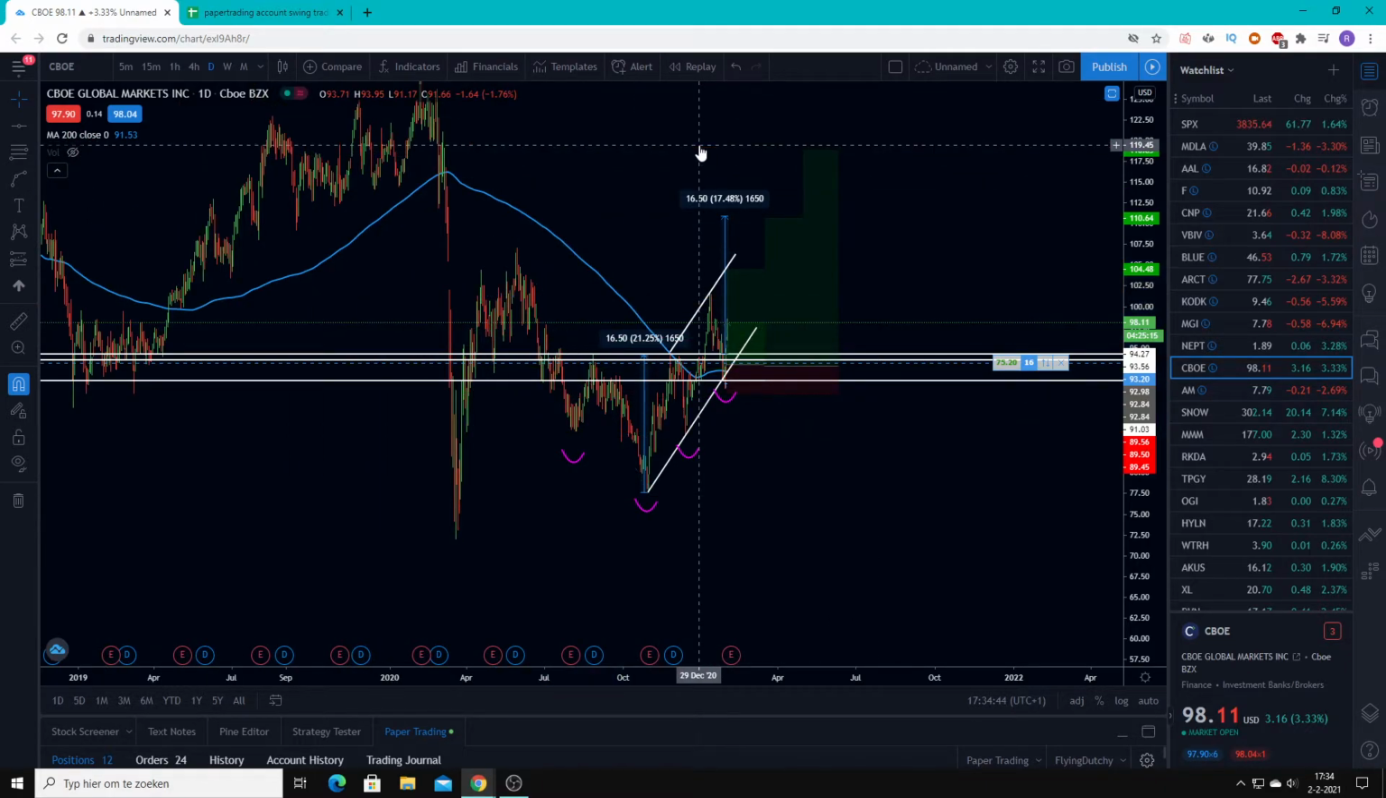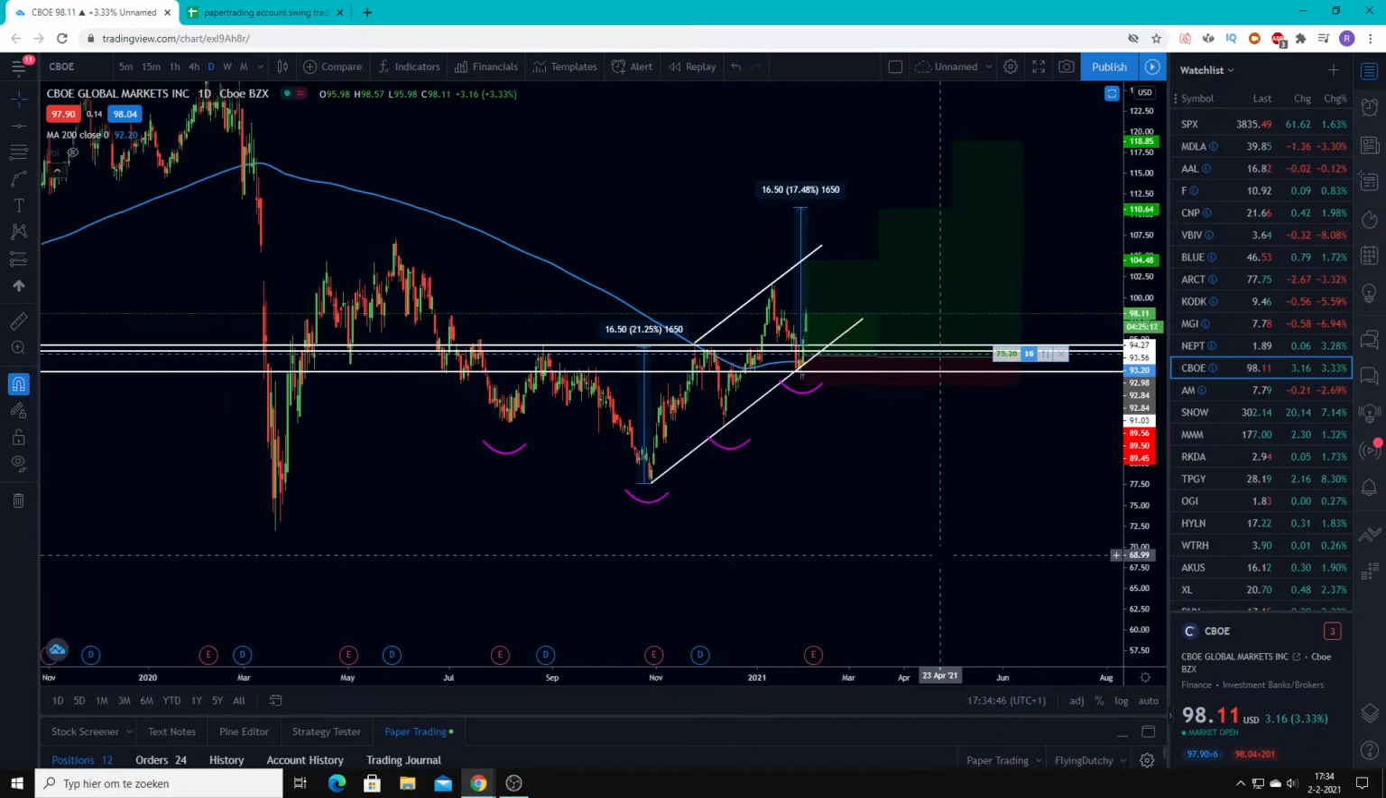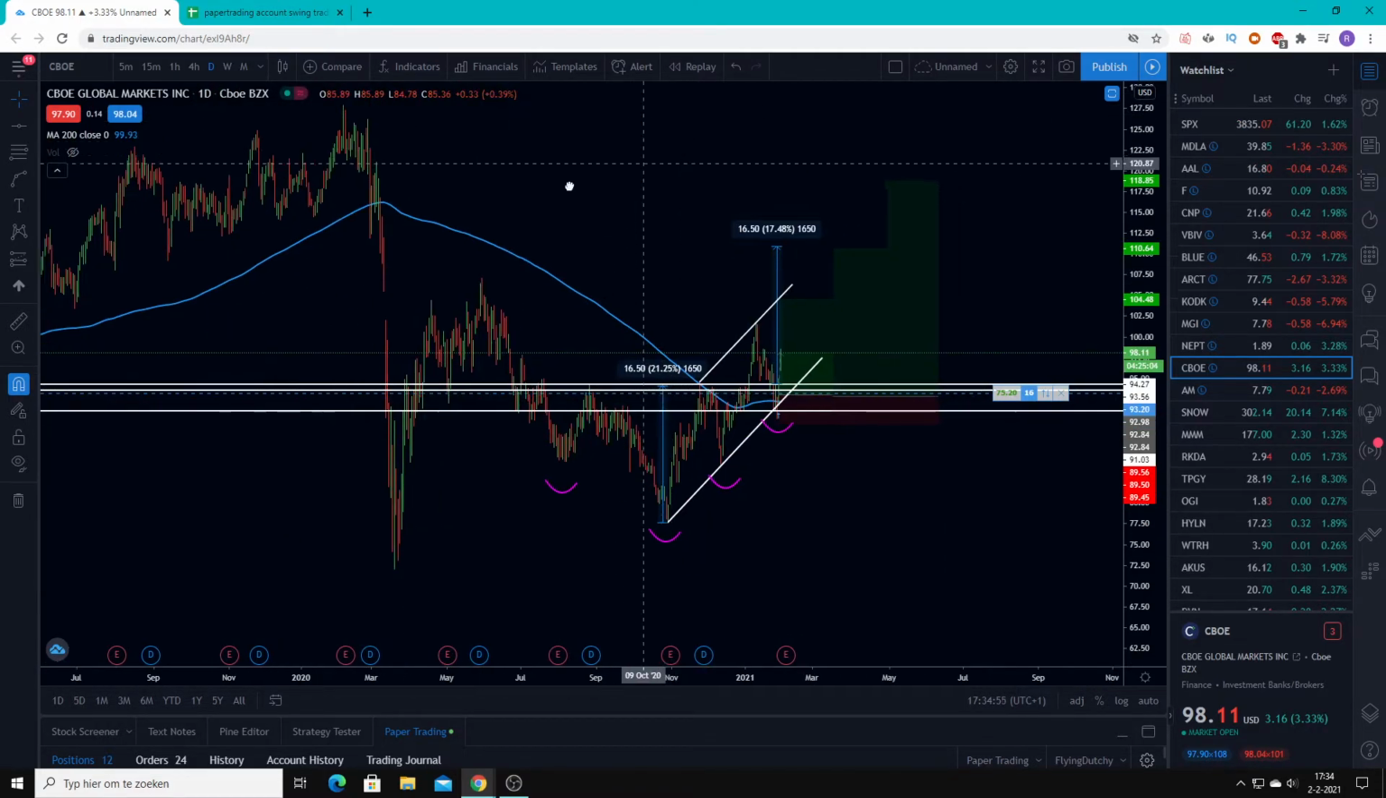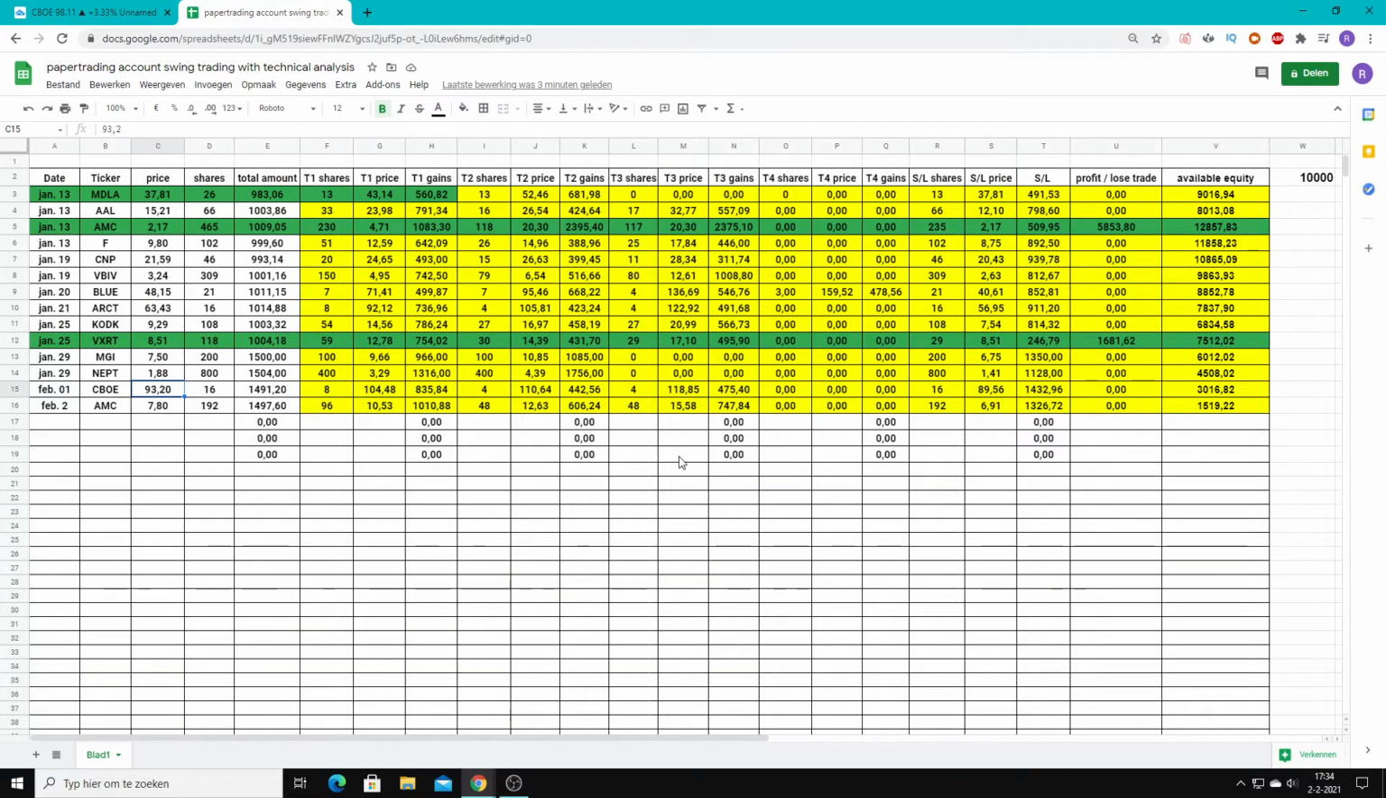Sometimes I make TA and then I don't know how I got it anymore. But yeah, I think it's that line. So I put that in and let it go. So we have 1500 left. If I find a nice trade, I will enter another position. But yeah, it's looking good.